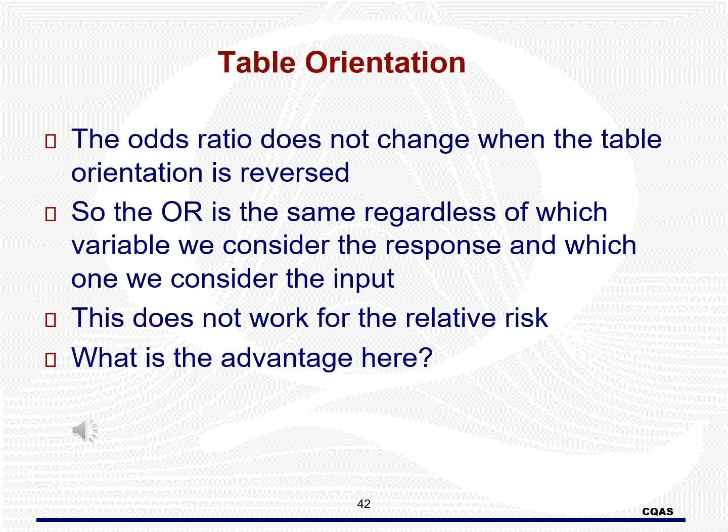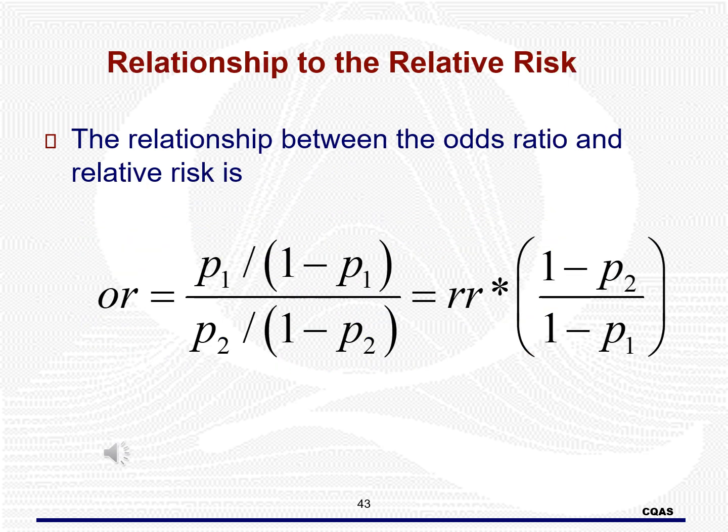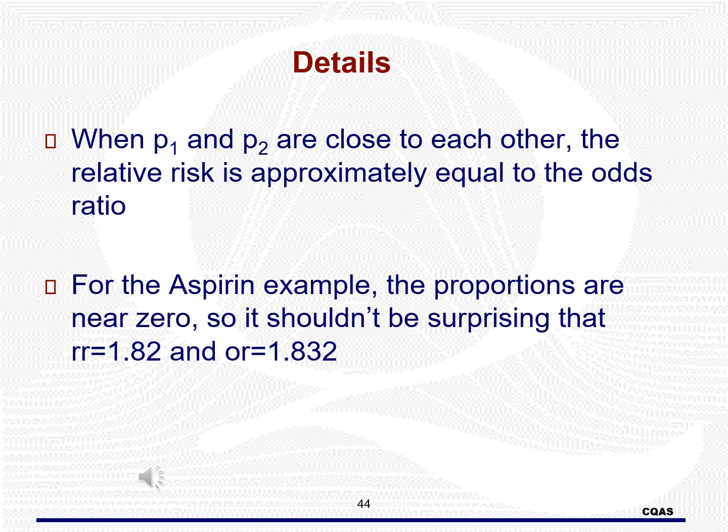Let's look at the relationship between the odds ratio and the relative risk. The odds ratio is the relative risk times the ratio of the probabilities of a failure occurring. The relative risk and the odds ratio are approximately equal when the probabilities of a success for both levels are close to zero. This can be seen from the aspirin example.